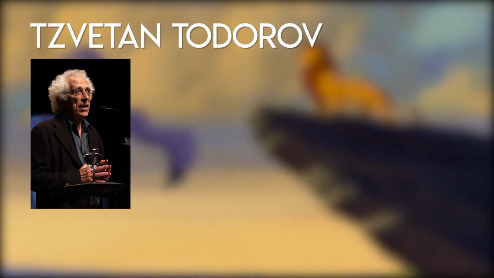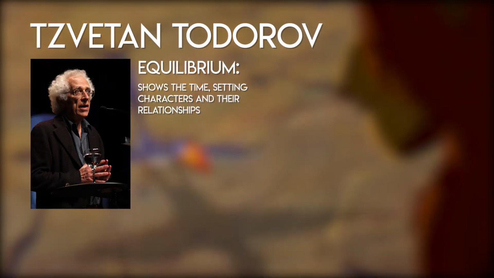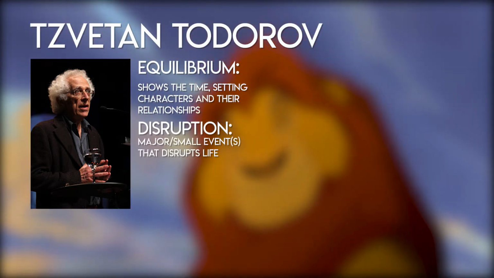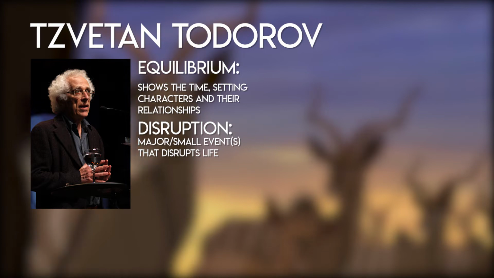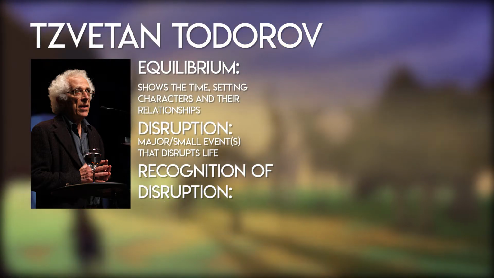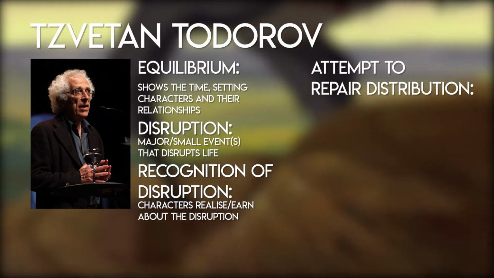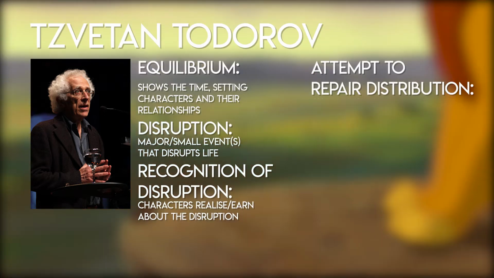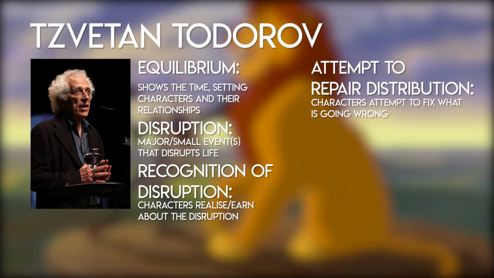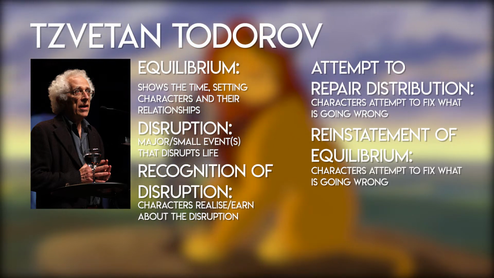The 5 points are equilibrium, which shows the time, setting, characters, and their relationships. Then we have disruption, major or small events that disrupt life. Thirdly, we have the recognition of the disruption. The characters realize or learn about the disruption. Then there is an attempt to repair the disruption, where the characters attempt to fix what has happened. And then lastly, we have the reinstatement of the equilibrium, which shows how life is after the events have occurred.